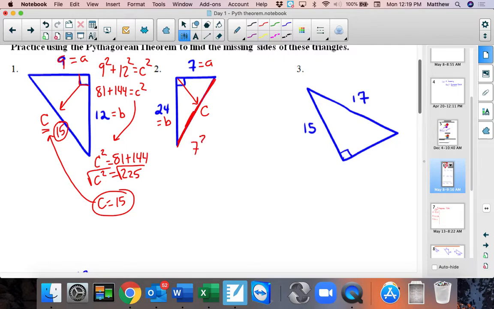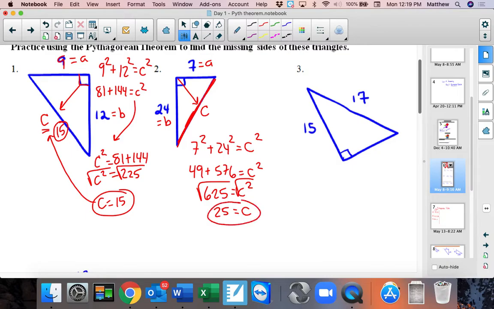So the theorem says 7 squared plus 24 squared equals C squared. So this is 49 plus 24 times 24 is 576 equals C squared. So now I'm going to have 625 equals C squared. Take the square root of both sides to get C by itself. And the square root of 625 is 25. And that comes out to a whole number.